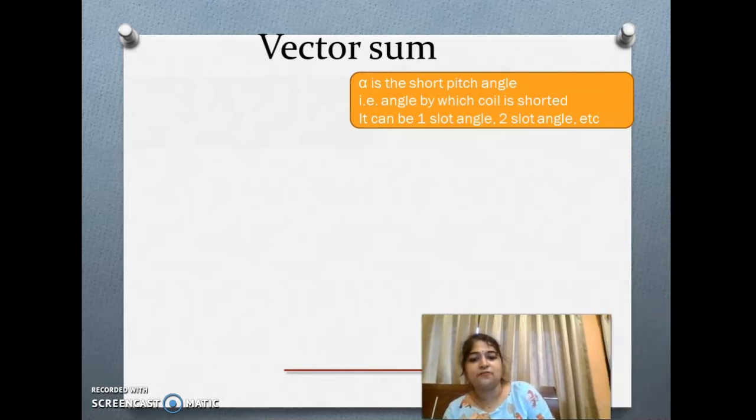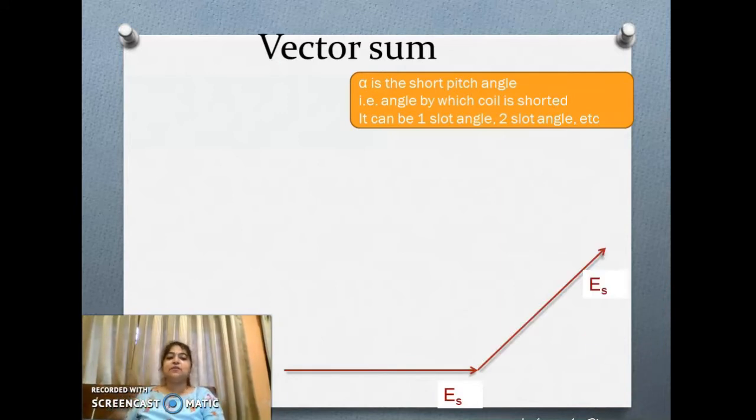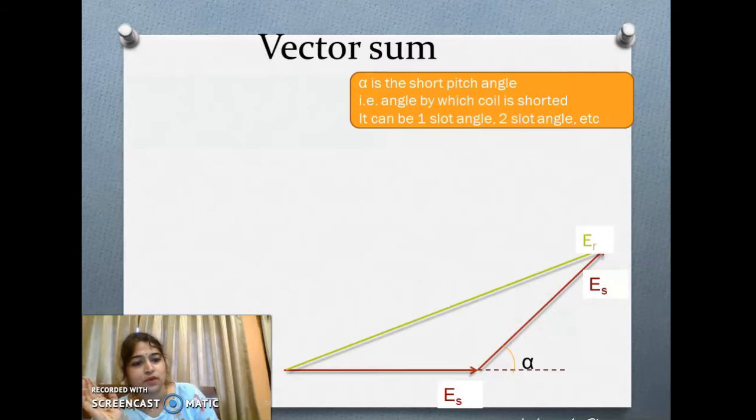So if EMF induced is ES, okay, and this is the EMF induced in another conductor of the short pitch coil. Now why is it going out of phase? It will be going out of phase because it is shorted by angle alpha. Alpha is the angle by which it is shorted. So exactly by that angle, the EMF induced in the other conductor will go out of phase, and the total EMF we will get is ER.